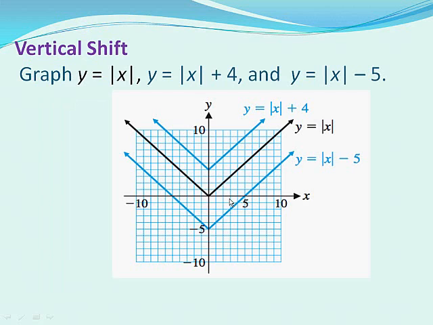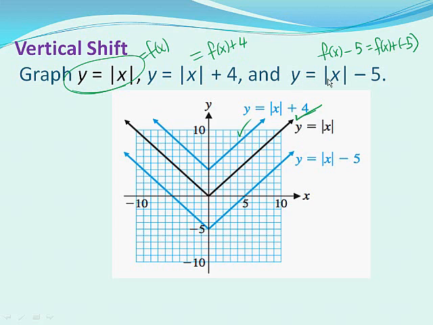Here is an example of vertical shift. We have the graph of y equal to absolute value of x, which is this graph, and we do have two transformations on that, like y equal to absolute value of x plus 4, which is the same as f of x plus 4, because f of x is equal to absolute value of x. The graph of f of x plus 4 will be obtained from the graph of y equal to f of x by vertically shifting 4 units. So this will be the graph of absolute value of x plus 4.